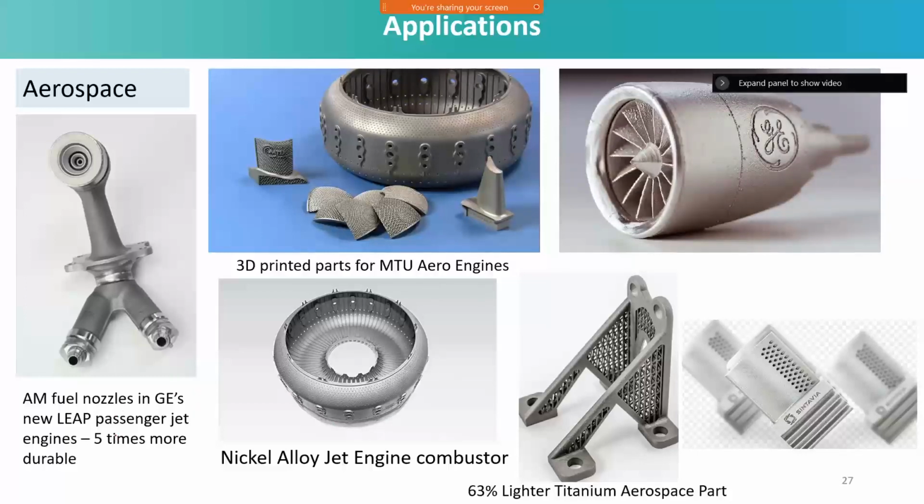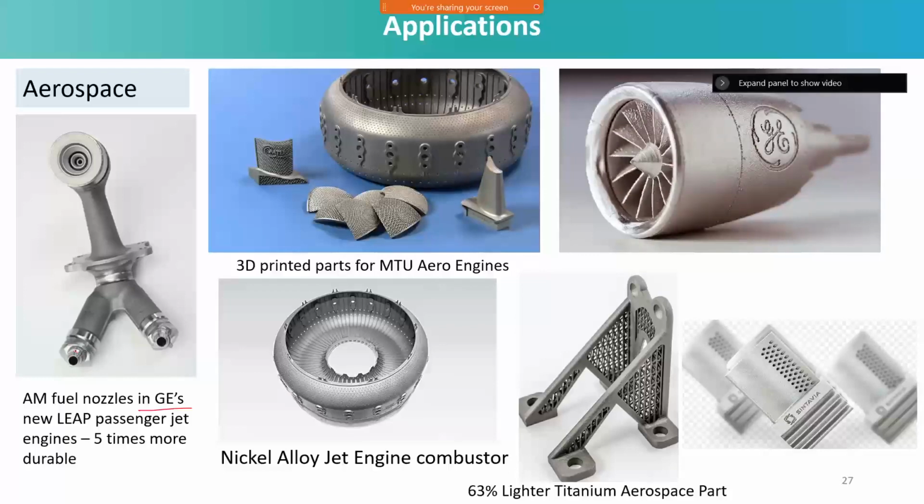For example, GE has come out with one fuel nozzle using AM, and through that they reduced the number of components present in that fuel nozzle. When you have more components, the reliability will naturally come down, as the chances of failure will be very high.